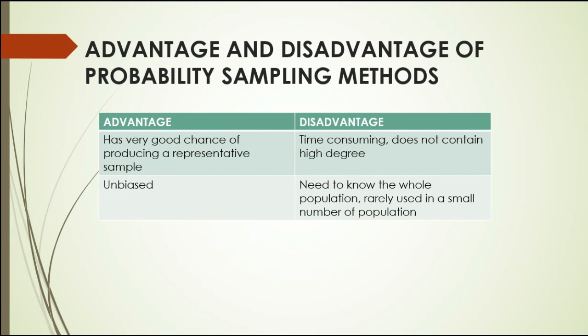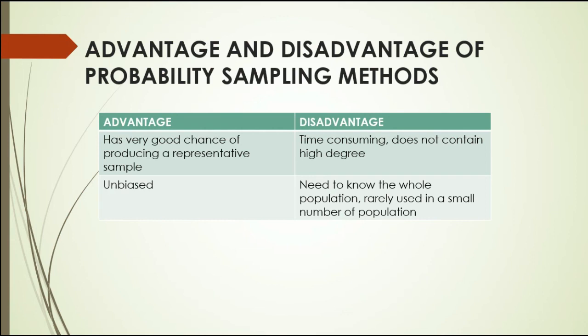And we have the advantages and disadvantages of probability sampling methods. The advantage: it has a very good chance of producing a representative sample. Okay? And also, it is unbiased. The disadvantage is it is time-consuming. Okay? It needs to know the whole population, really used in a small number of population.